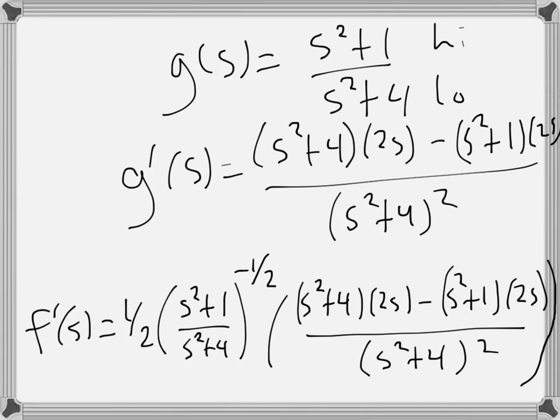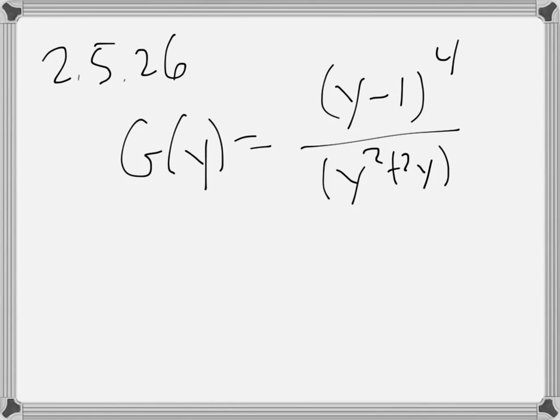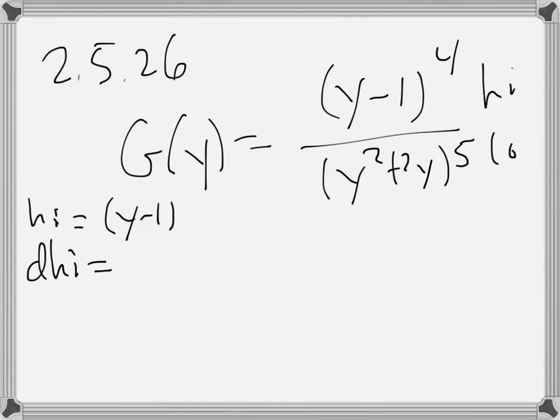An example of that would be 26, so this is 2.5, 26. This is big G of y, so y is the independent variable. Don't let that confuse you. And this is y minus 1 to the 4th over y squared plus 2y to the 5th. I have to use the quotient rule because it's a quotient, and this is my high and my low. So I want to figure out my d high and my d low. Well, if my high is y minus 1 to the 4th, y minus 1 is inside the function y to the 4th.